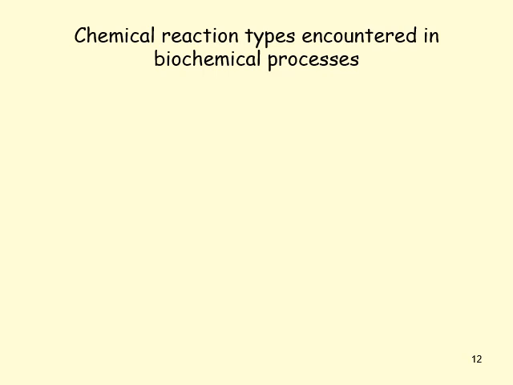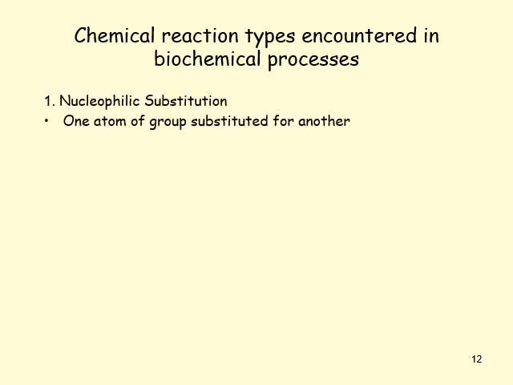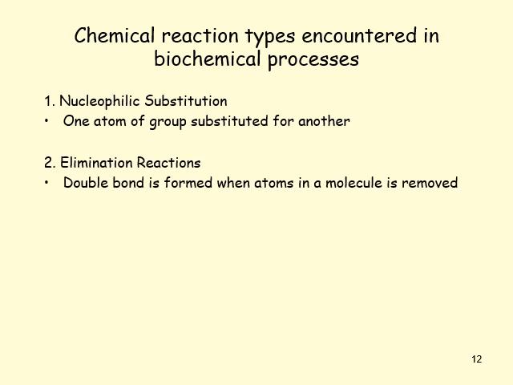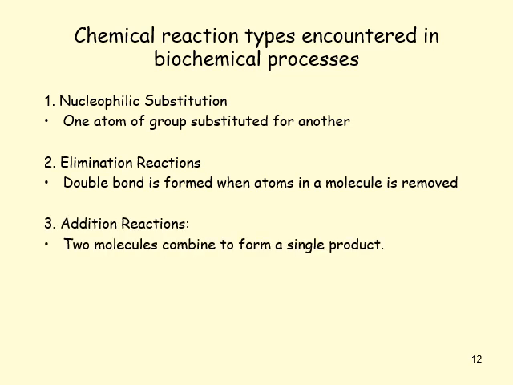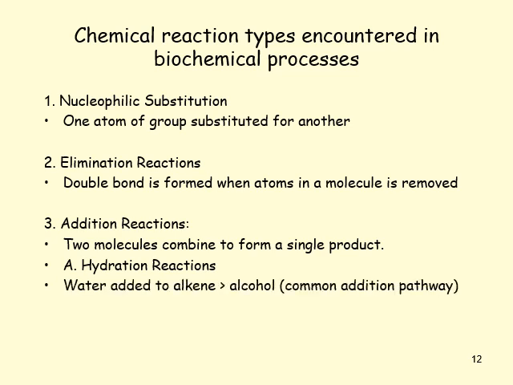Now let's see some types of chemical reactions encountered in biochemical processes. Nucleophilic substitution reactions, in which one atom or group is substituted for another. They may be nucleophilic unimolecular or nucleophilic bimolecular reactions, and the mechanism may be different. Then elimination reactions, in which a double bond is formed when atoms in a molecule are removed. Then addition reactions, in which two molecules combine to form a single product. Then hydration reactions, which involve water. For example, water being added to alkenes and alcohols are examples of hydration reactions.